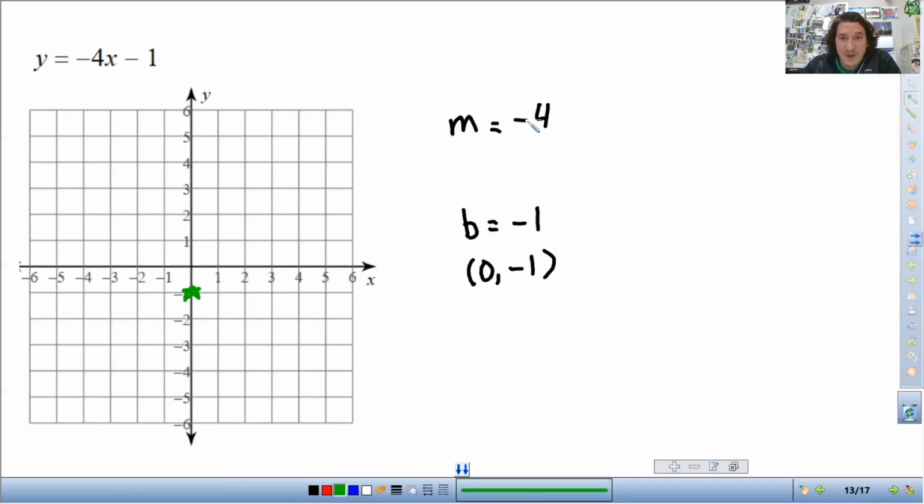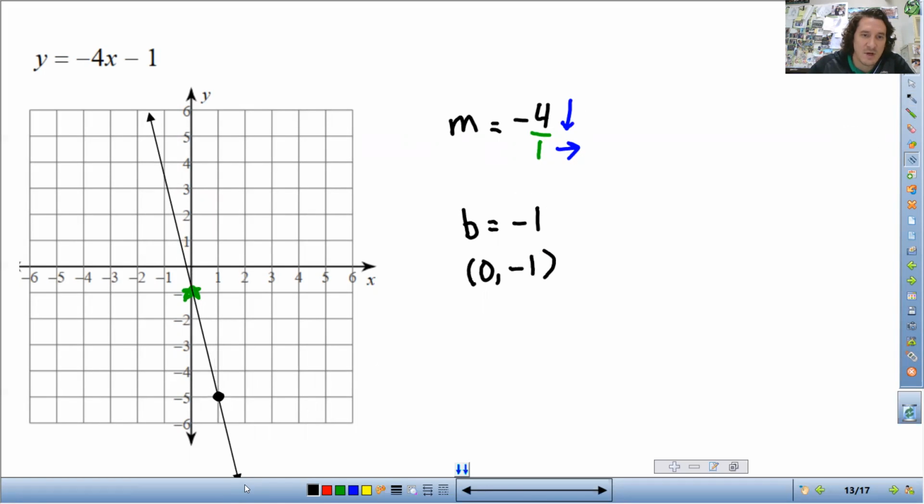And then here, negative 4, I'm going to make it a fraction by putting a 1 underneath it. So negative 4/1. And so now I can see my rise and my run. Since it's a negative 4, the rise is going to go down 4. To the right 1. So from the starting point down 4, 1, 2, 3, 4 to the right 1. Point, and then once you have the points, connect your points with a straight line.